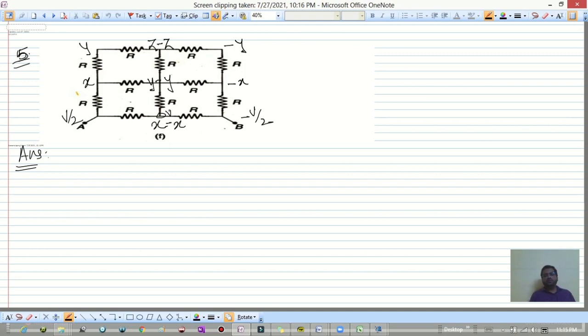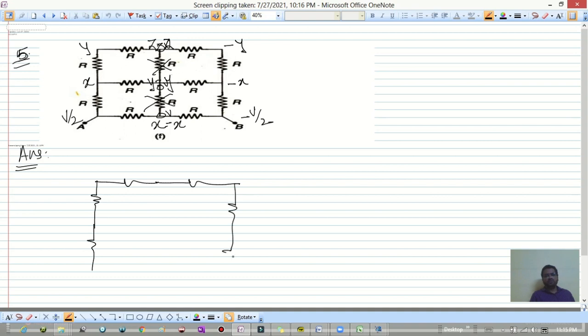This indicates this is 0 volt, this is 0 volt, this is 0 volt. What does that mean? This R and this R will have no use. You can redraw the circuit and solve it. It is very simple now. The circuit will be somewhat like this. This is A point, this is B point, this is R again. So all resistances are R.